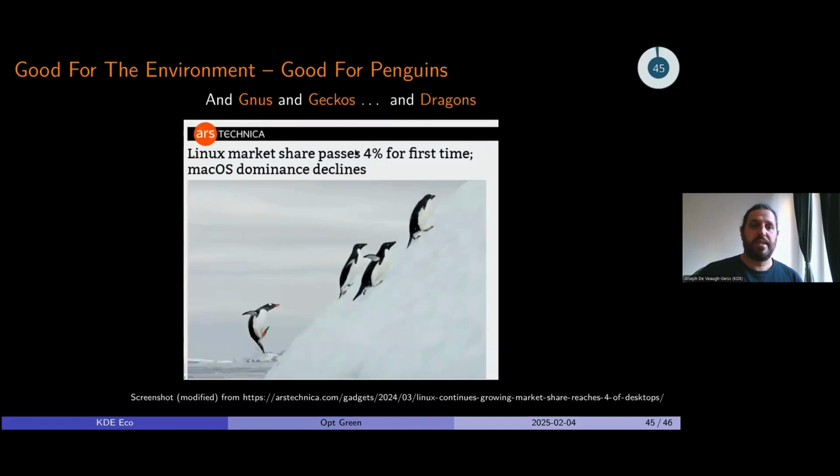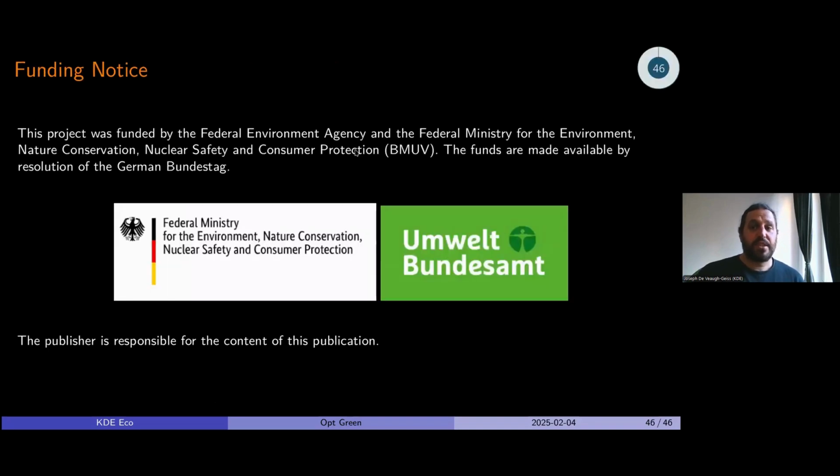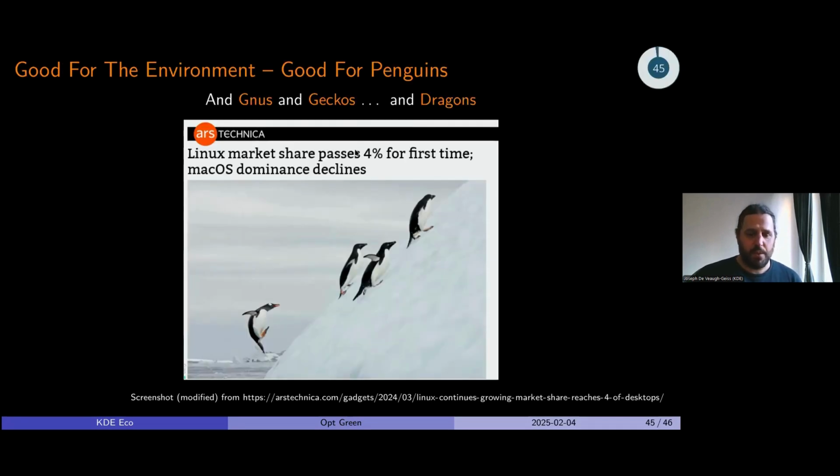I'm going to skip over this. The topic that I'm presenting here, hopefully we'll do what we can as software developers to do things that are good for the environment. It's good for penguins, both literally, if we can help reduce the carbon footprint of the ICT sector. But penguins are also the symbol of Linux, so it's also good in a figurative sense. Just a note that this project is funded by the German Environment Agency. And yes, so I hope we have some time for questions.